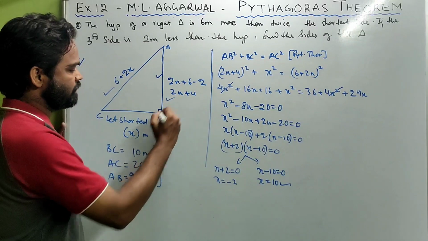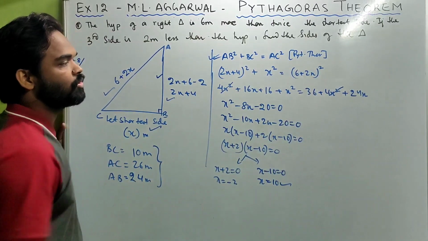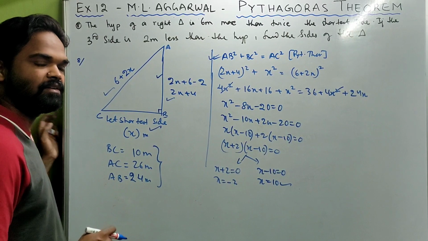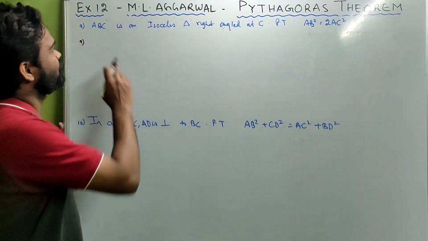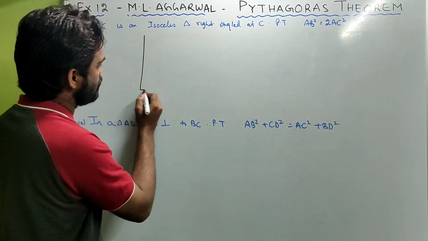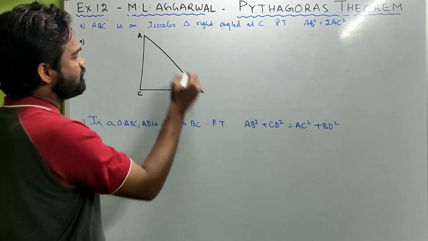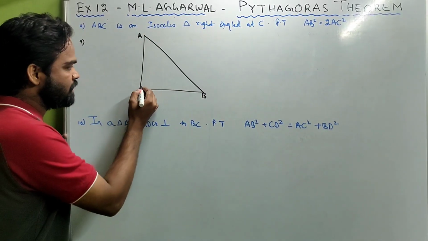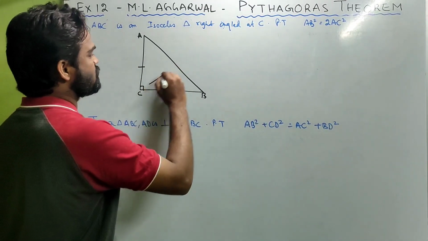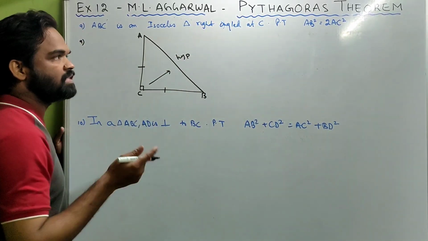Clear? Just let the shortest side be x, get an expression of x using Pythagoras theorem and simplify it. Done. Now let's look at the next sum. Now look at number 9. ABC is an isosceles right angle triangle at C, which means you have a triangle ABC right angle at C, and this is an isosceles right angle triangle, which means the base and the perpendicular will be same. Am I clear? And this is of course your hypotenuse. Prove that AB square equals twice AC square.